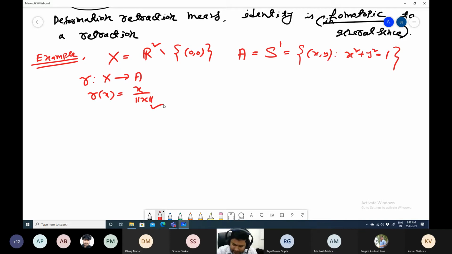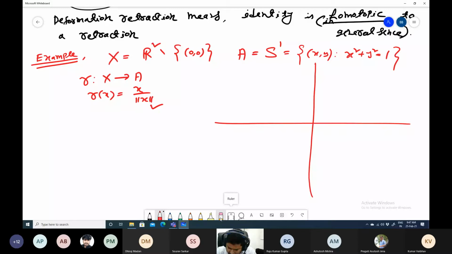So this is my topological space except that 0, and this is my circle.